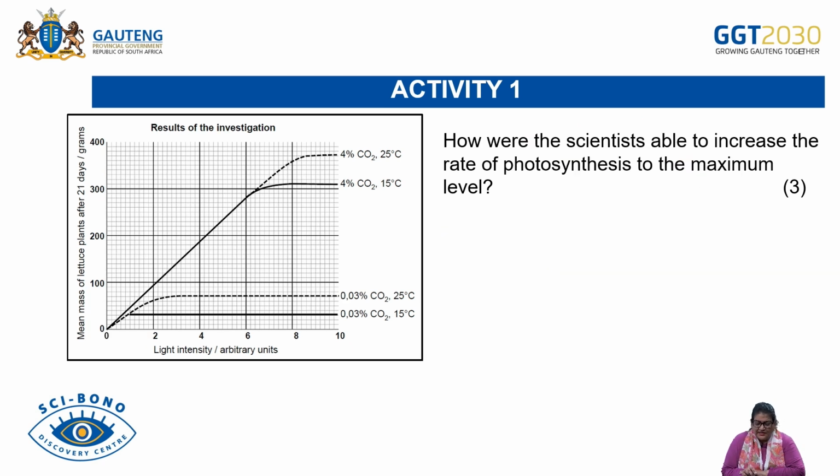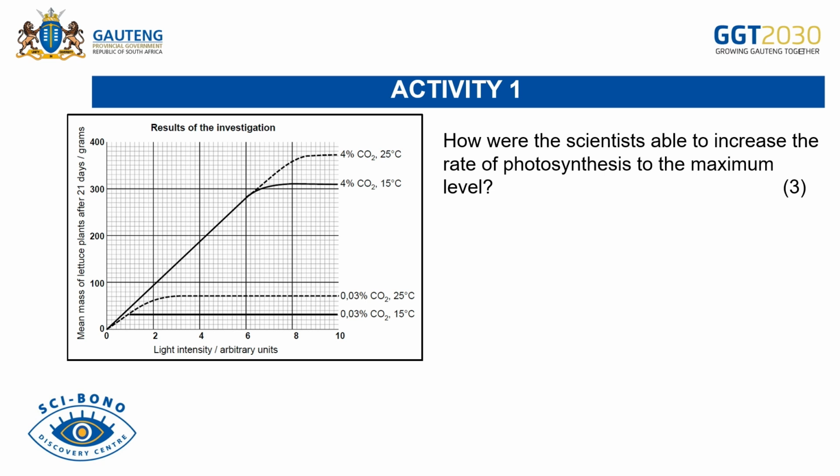Now, how were the scientists able to increase the rate of photosynthesis to the maximum level? Okay, learners, I'm giving you a few minutes to answer this question. How were the scientists able to increase the rate of photosynthesis to the highest level? Look at all these graphs here and see the highest level and decide now what will be your best answer for 3 full marks. I'm giving you just 2 minutes to answer, and then we're going to check your answer against the correct one. Right, welcome back, learners.